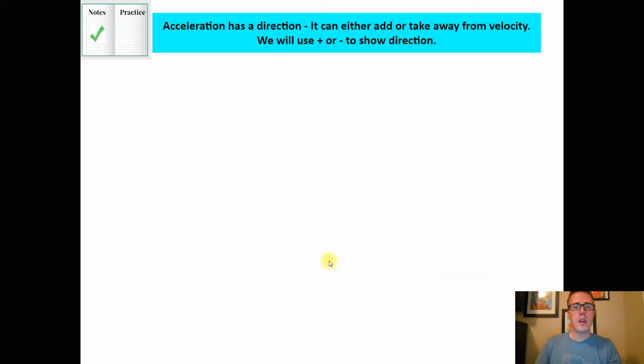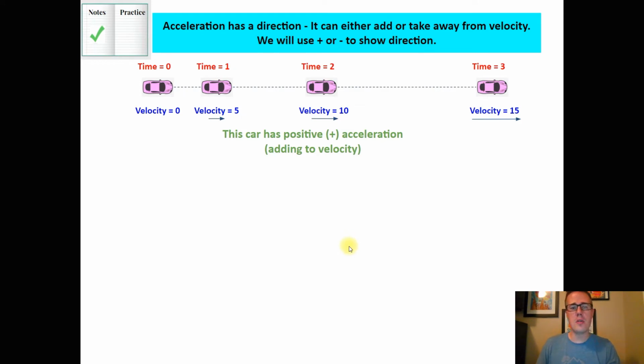So from our last unit, hopefully you remember that we use plus and minus, or positive and negative, in order to show direction. So if something has a positive number, that means that it's usually going to the right or up or whatever you've defined to be the positive direction, and the opposite is true for the negative also. So let's go back to those examples that you should already have as pictures in your notes. We would say that this first one has a positive acceleration, and you know that acceleration is positive if it's adding to the velocity. So we started at 0 and ended at 15. We were adding 5 every single second, so we would call that a positive acceleration.